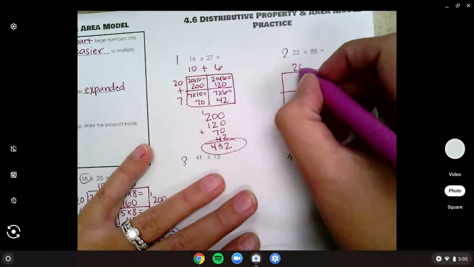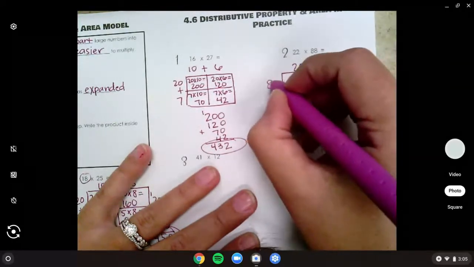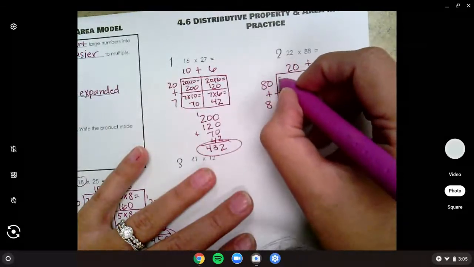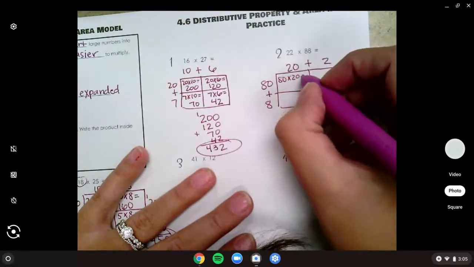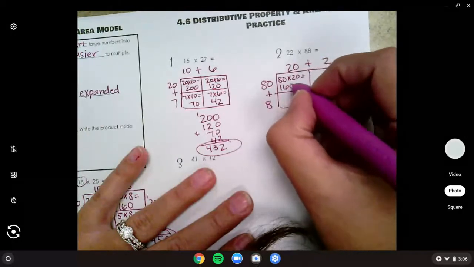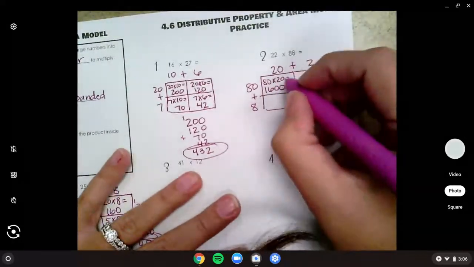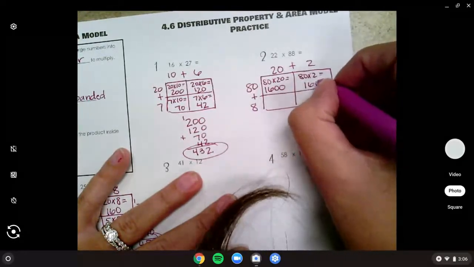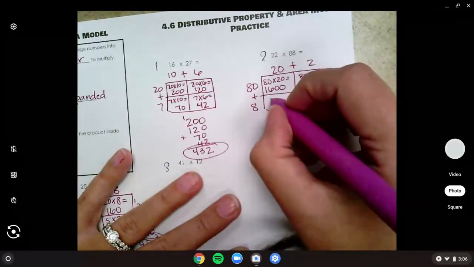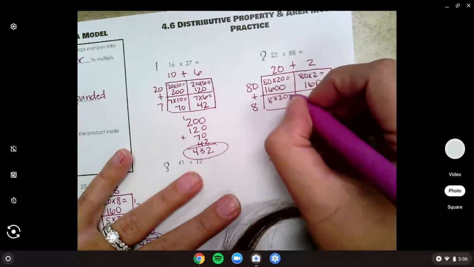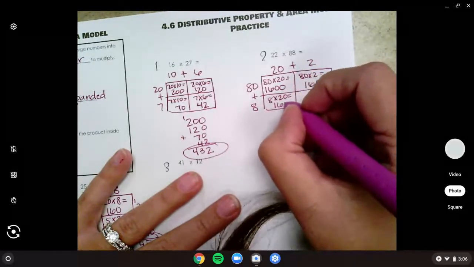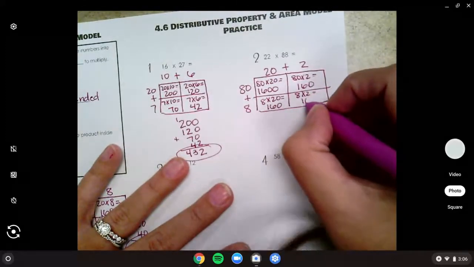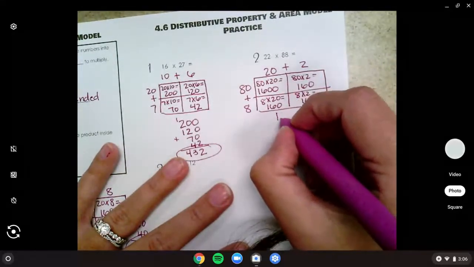Because I have 20 plus 2 and 80 plus 8. 80 times 20. Well, 8 times 2 is 16, and add 2 zeros. And 80 times 2 is 16, and add 1 0. And then 8 times 20, 8 times 2 is 16, and add 1 0. And 8 times 2 equals 16. Line them up.